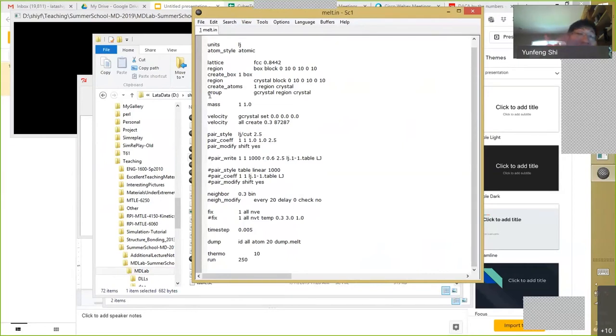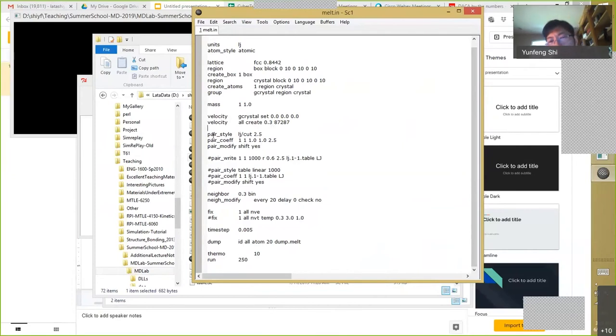Now, if you want to do the extra task of creating a ball and letting it hit another slab, you have to use this command. So here is a command example you can use later, okay? Here's the mass of the atoms, and this is velocity all create. That means you are creating velocity, which is 0.3 in reduced units, which is a relatively low temperature.